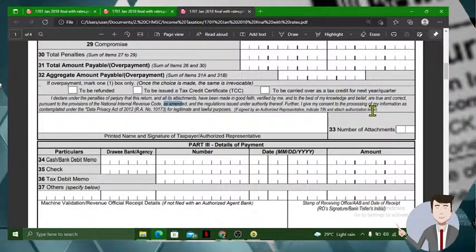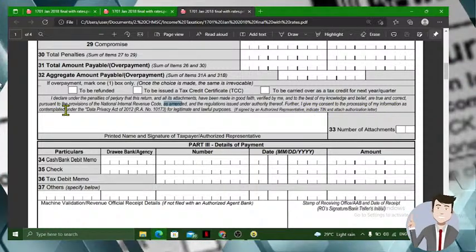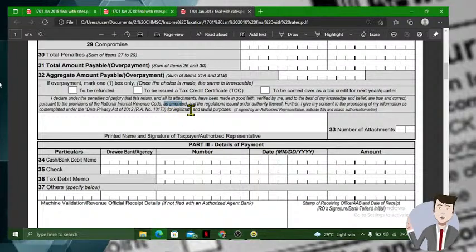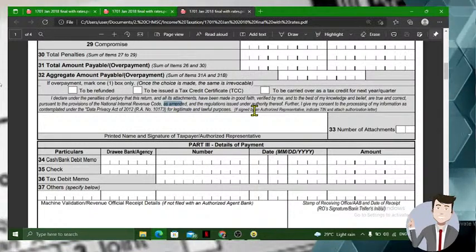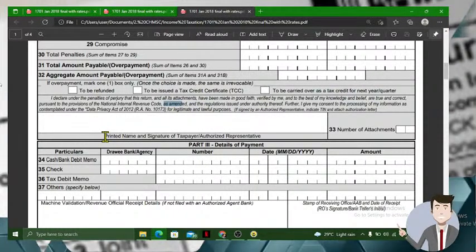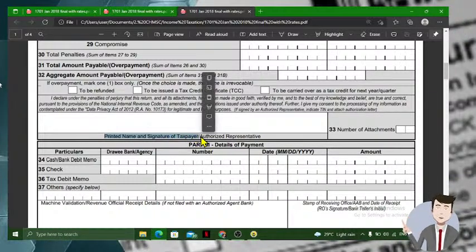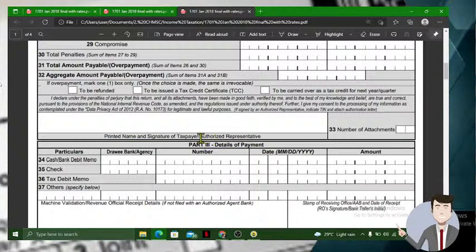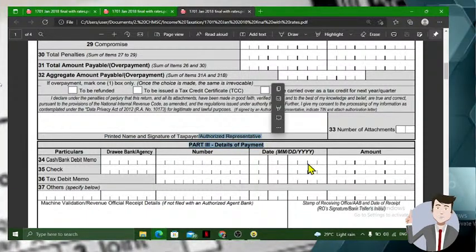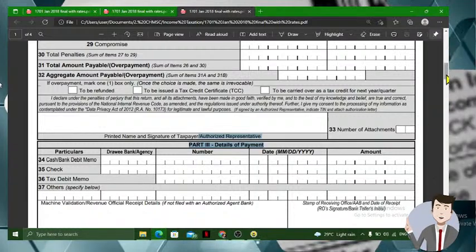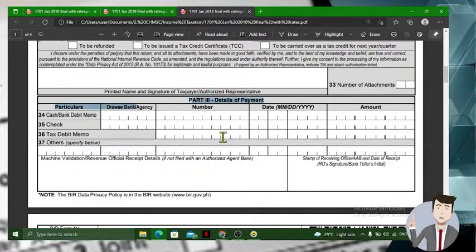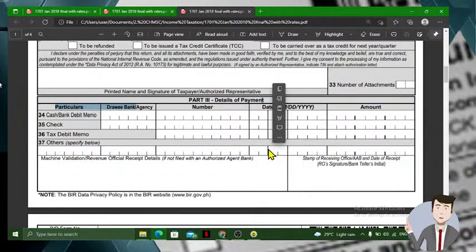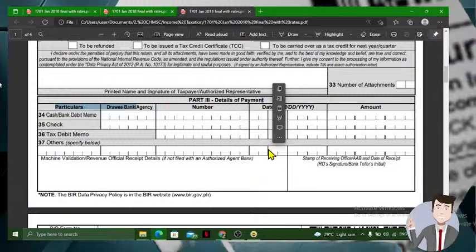Further, I give my consent to the processing of my information as contemplated under the Data Privacy Act, RA 10173, for the legitimate lawful purpose. Okay? So the signature would be the name of the signature of the taxpayer, and take note, it can be signed by your authorized representative. Okay? So the payment details below. This is no longer applicable if you are filing through the BIR eFPS facility.